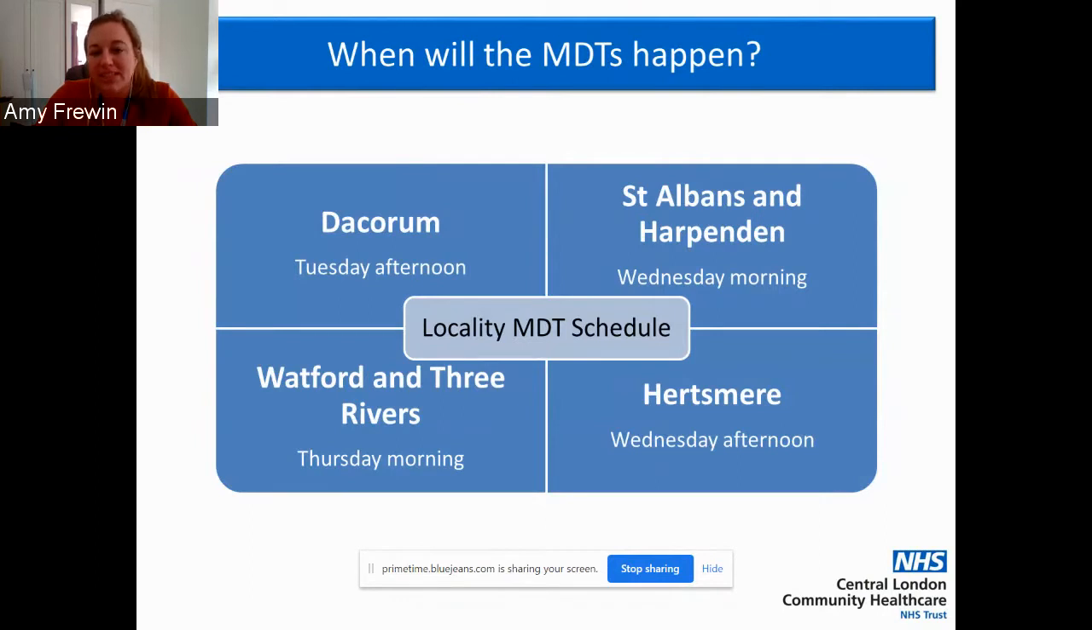So there's one MDT session of approximately 3 hours, which is available per locality per week. So the schedule is as you can see on the screen there. Tuesday afternoons are our Dacorum MDTs, Wednesday mornings St Albans and Harpenden, Hertsmere's take place on Wednesday, and Watford's take place on a Thursday morning.